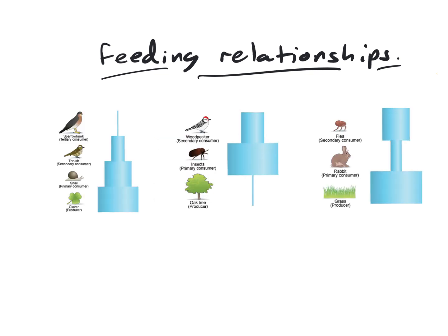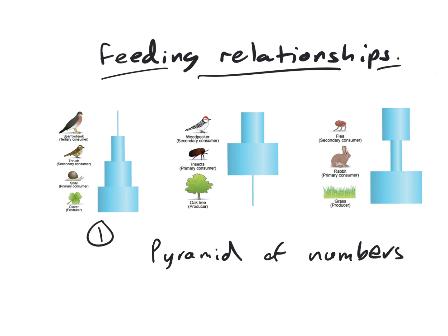So while food chains and food webs have their uses, we prefer to show feeding relationships in terms of pyramids. So this here is an example of a pyramid of numbers. In the first example here, it works out quite nicely because say we have 1,000 clovers being eaten by 700 snails, being eaten by 200 thrushes, being eaten by 10 sparrowhawks. That then works out as a pyramid. Excellent, that's what we want, okay?